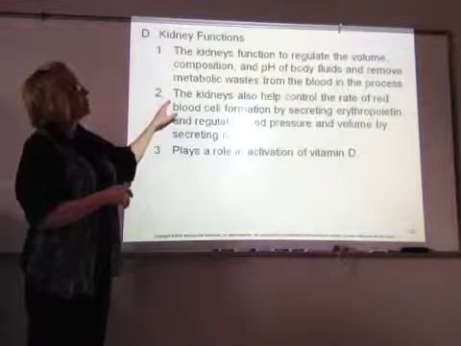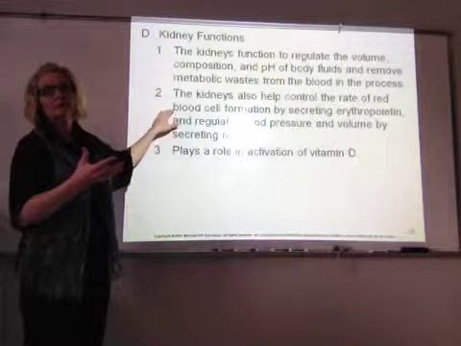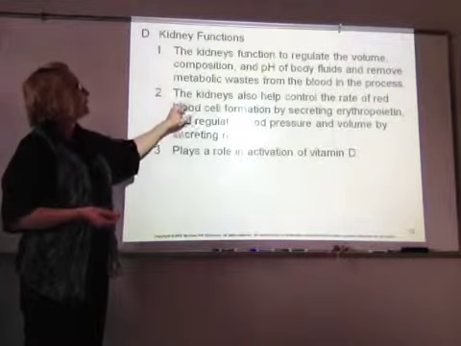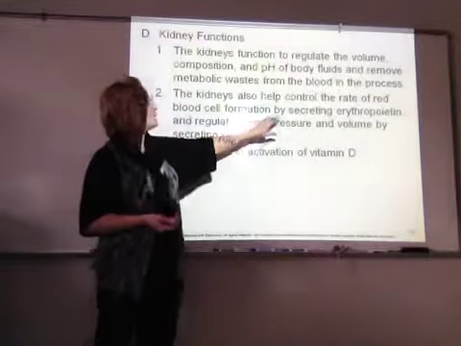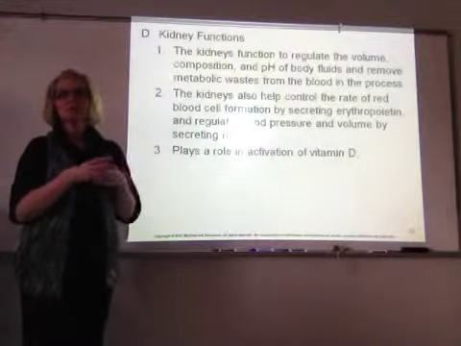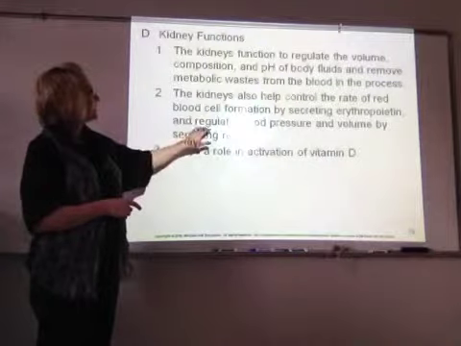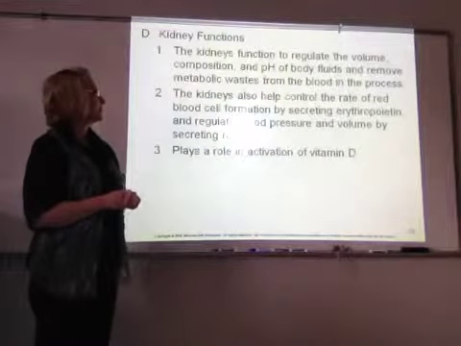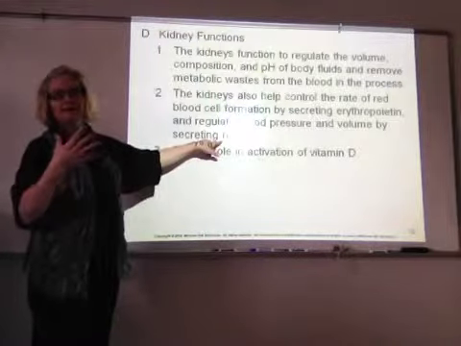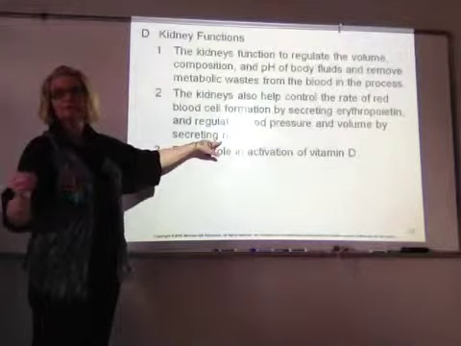The kidneys also help control the rate of red blood cell formation. Red blood cells are made in your bone marrow. However, your kidneys secrete erythropoietin, which is important in forming red blood cells. They regulate blood pressure and volume by secreting renin, and this affects the volume of blood that you have, so that's going to affect your blood pressure.